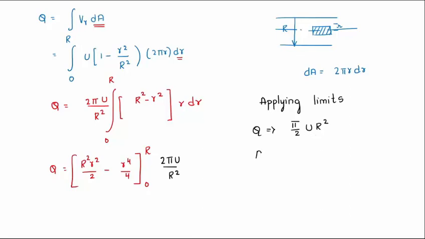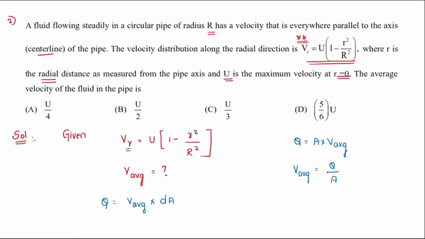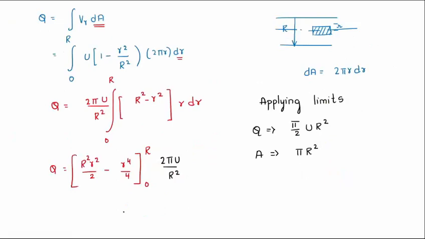But what will be the actual area? Pi R square. What is the formula here? V average is Q by A. So obviously, when we do this, V average will be equal to pi by 2 U R square by pi R square, which will be remained with U by 2. This is the average velocity.